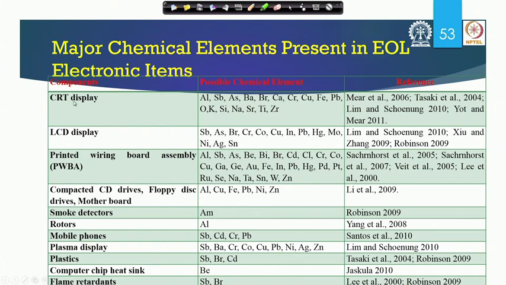And these are some of the components where they are used. This shows the possible chemical elements that are used, based on different papers that have been published. We can provide you the reference details through the online portal, through the discussion forum.